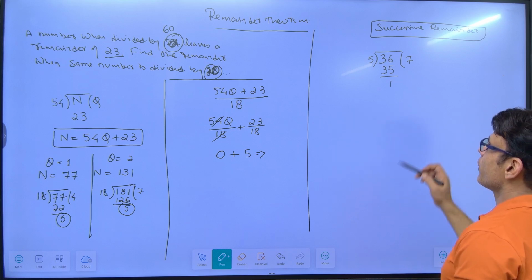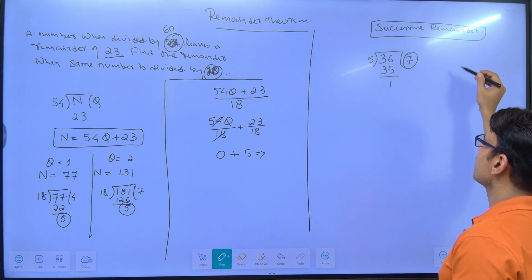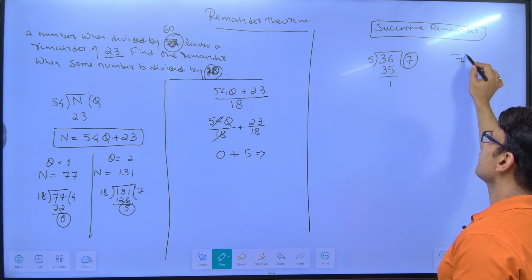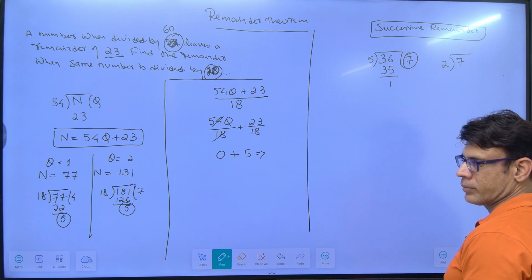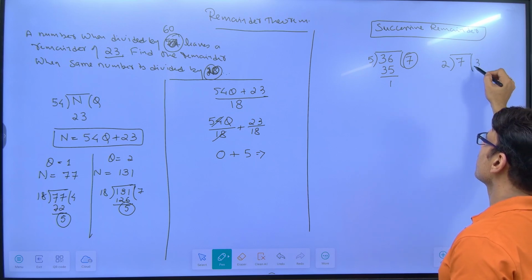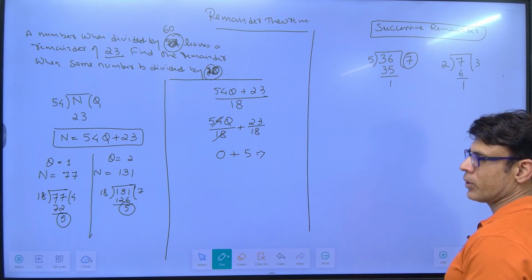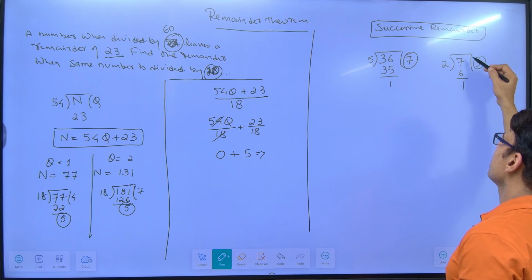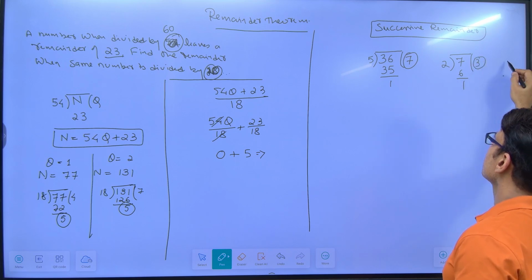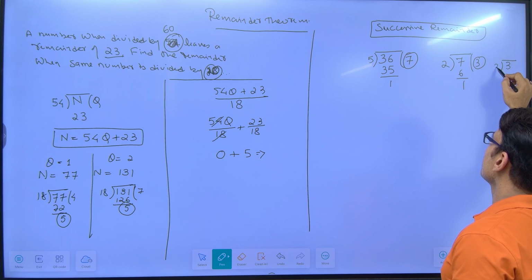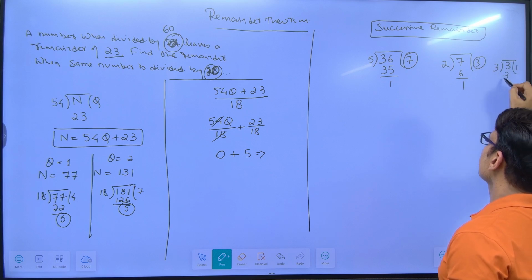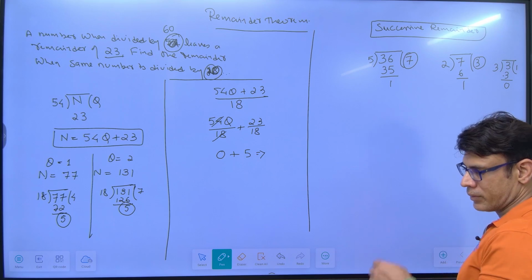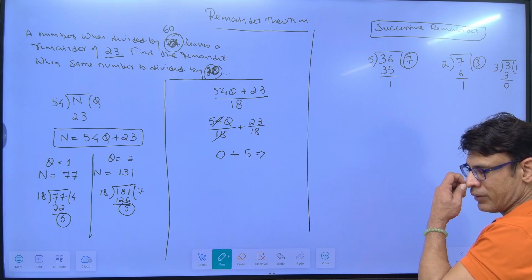Now divide this quotient. What is your quotient? 7, right? By 2. So 2 threes are 6, and again remainder is what? 1. And again let's say divide this 3 with 3 only. 3 ones are 3. Remainder is what? 0.